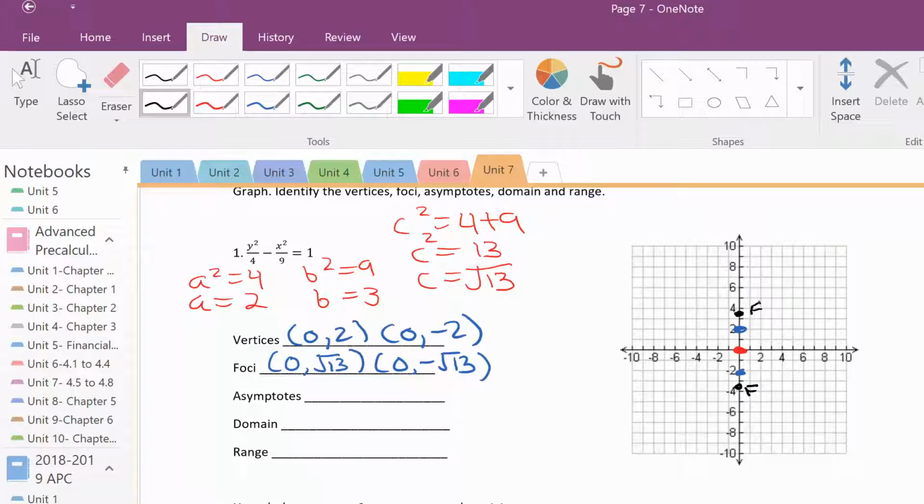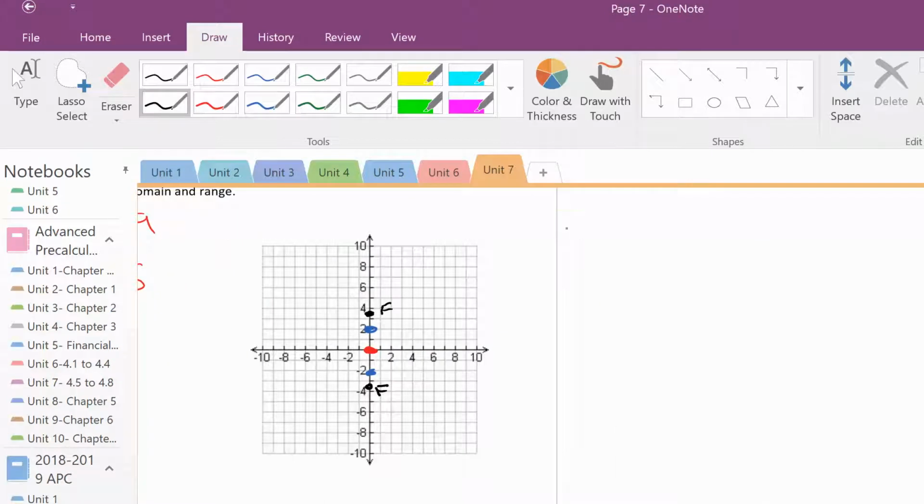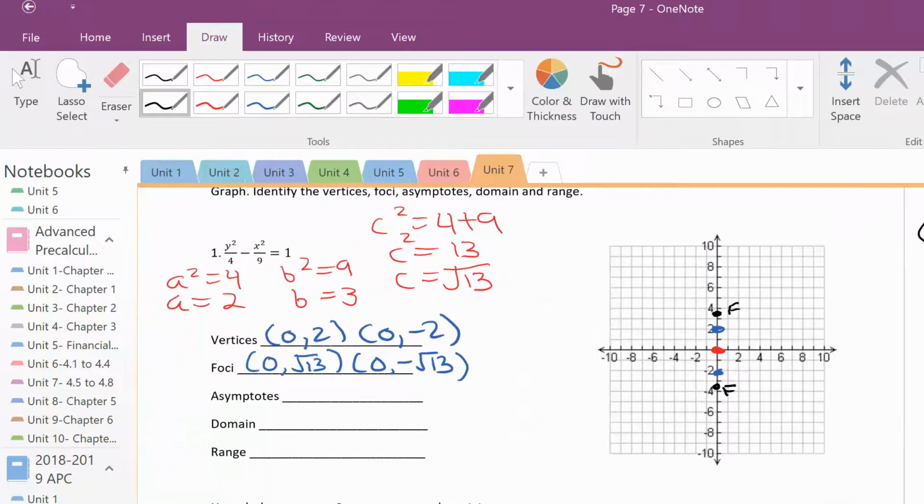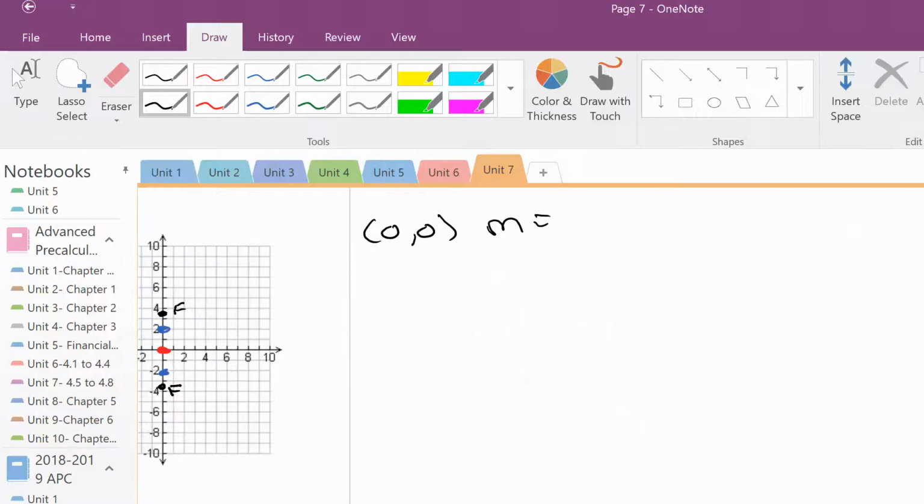And then the asymptotes, to write the equation, and we'll come over here and do it out in space here. Well, remember, the center is 0, 0. And the slope is going to be, now because y is the a and x is the b, a over b and negative a over b. So basically think of whatever's underneath the y has to come first, and then x is what it's over.